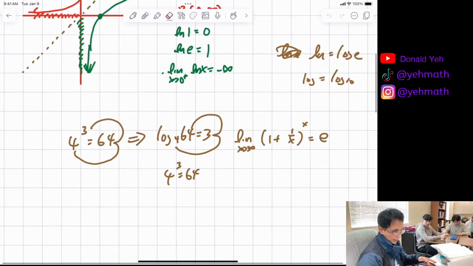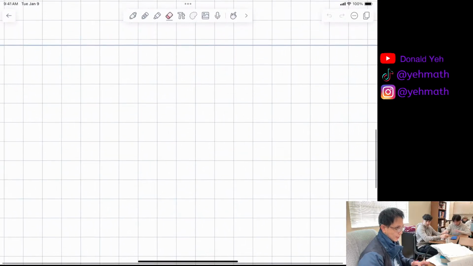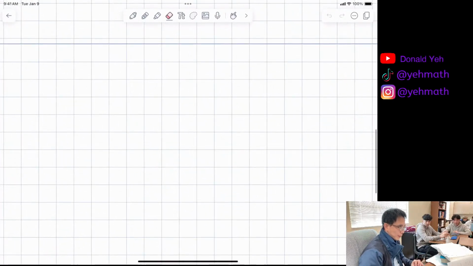You should know the basics of log. Here are the basics of log you need to know. First of all, you should know the e to the x graph.